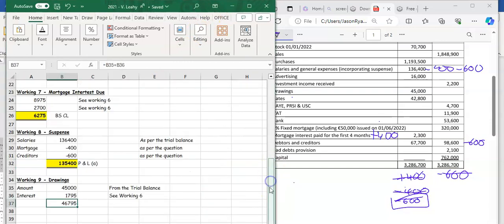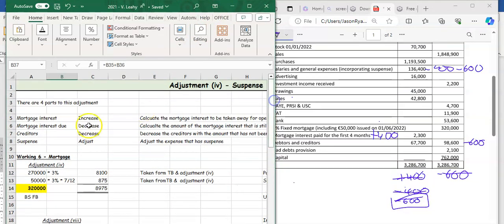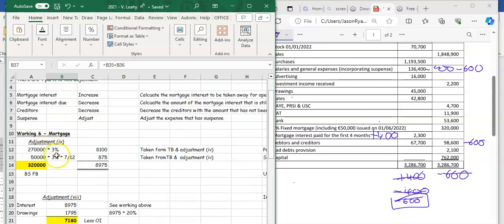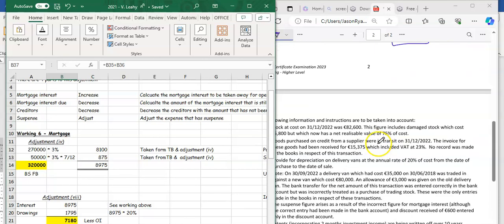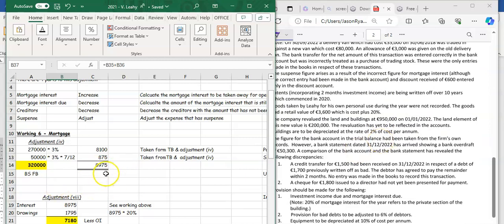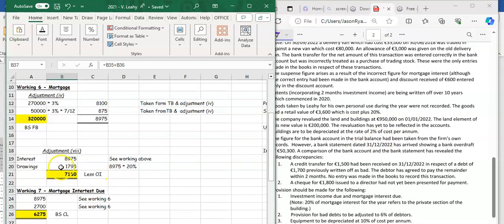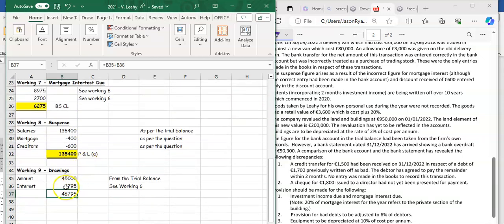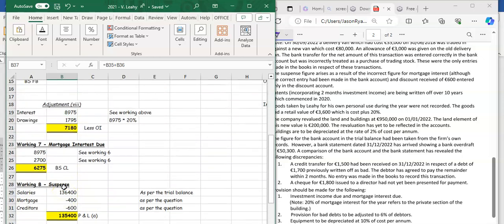So we need to find out the mortgage interest for this year. A little bit involved in that, we got 8,975. Then with this question, because I like to keep my mortgage interest due together, I looked down at the end of the question and found out that of that mortgage interest, 20% went to your drawings. So I found my 20% and I decreased my mortgage interest and increased my drawings with that 1,750.